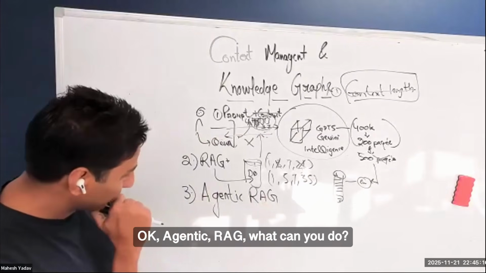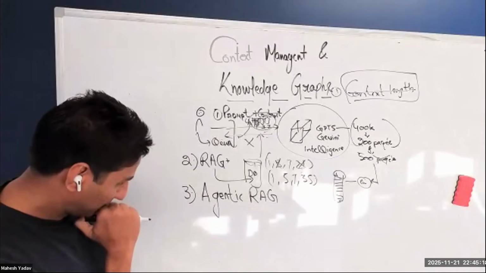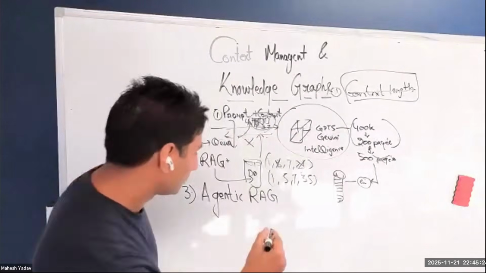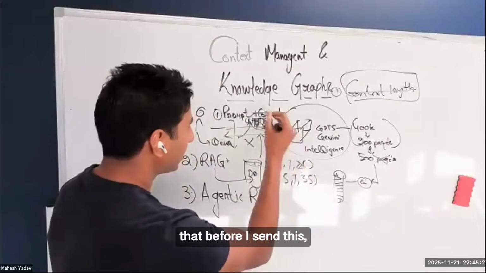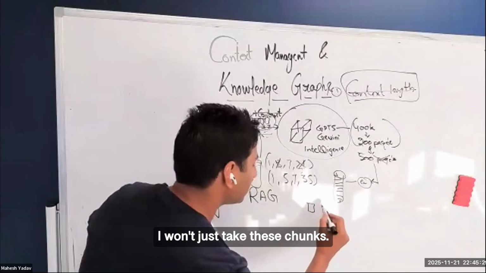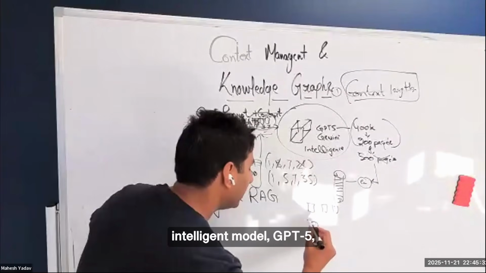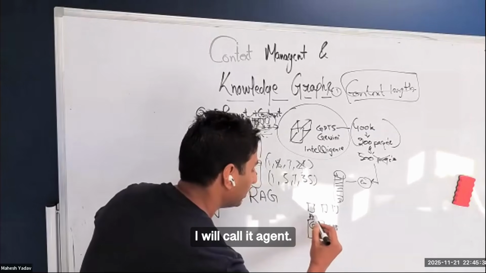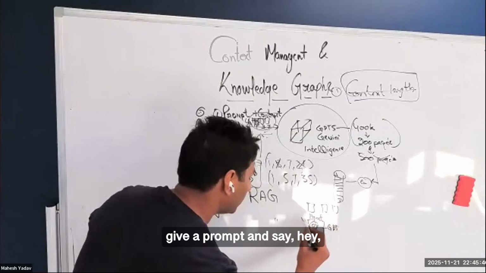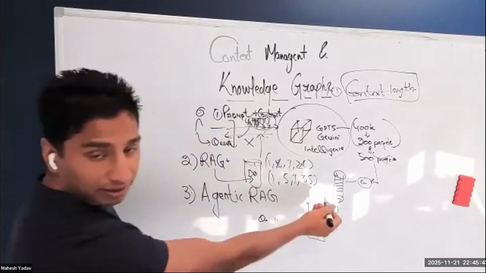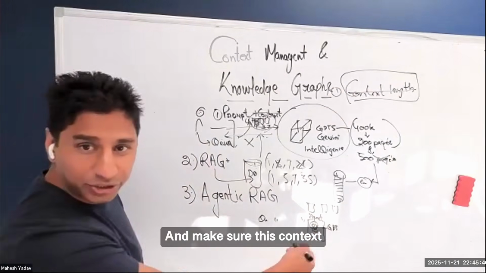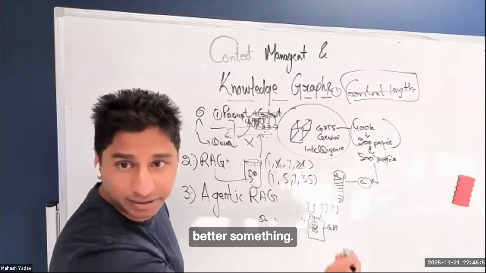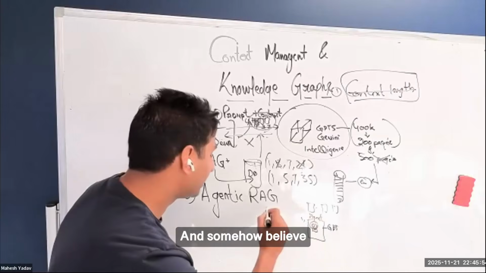Okay, in Agentic RAG, what can you do? Orchestrate what you want. Orchestration. Before I send this, I won't just take these chunks. I will put some kind of intelligent model, an agent, GPT-5 or an agent. I will give it a prompt and say, hey, check this query, and make sure this context is aligned to this query. And if not, then let's try again with better prompting, and somehow believe that this is going to work.